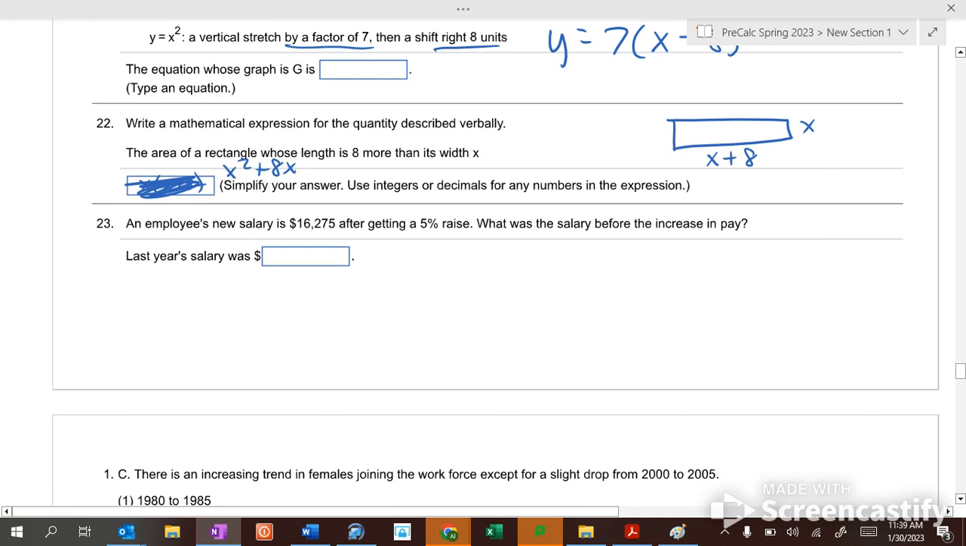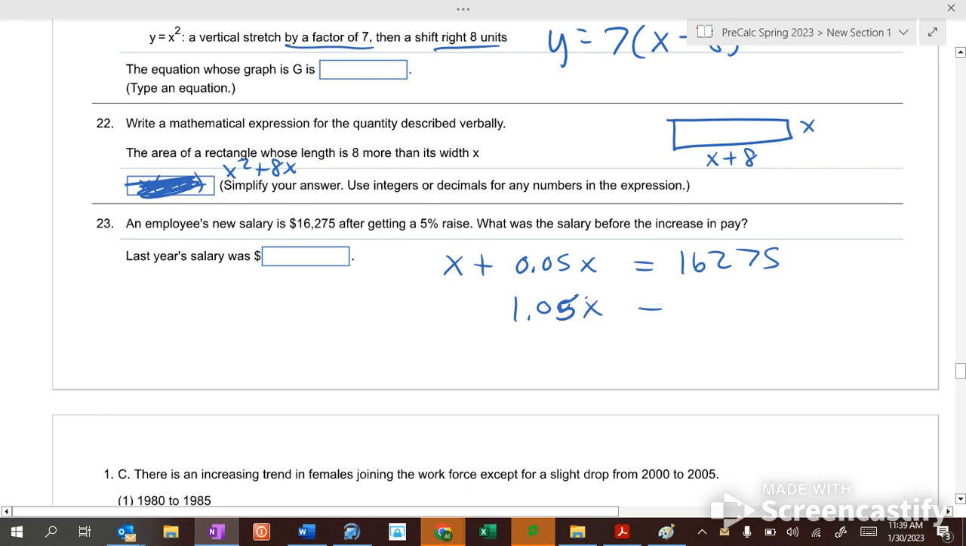An employee's new salary is $16,275 after a 5% raise. What's the salary before the raise? So the salary plus 5% of the salary equals 16,275. So 1.05 times the salary equals 16,275. So if you divide by 1.05, you'll know what his original was.